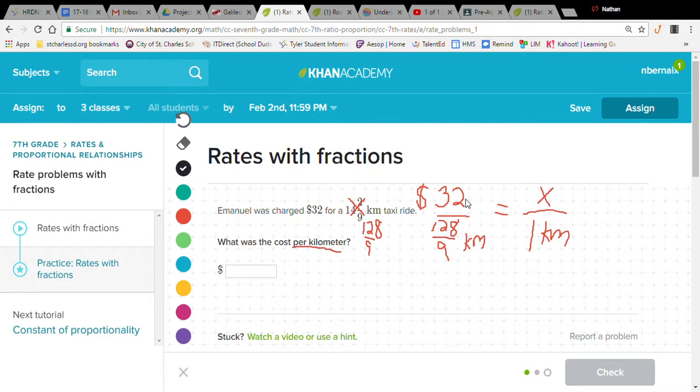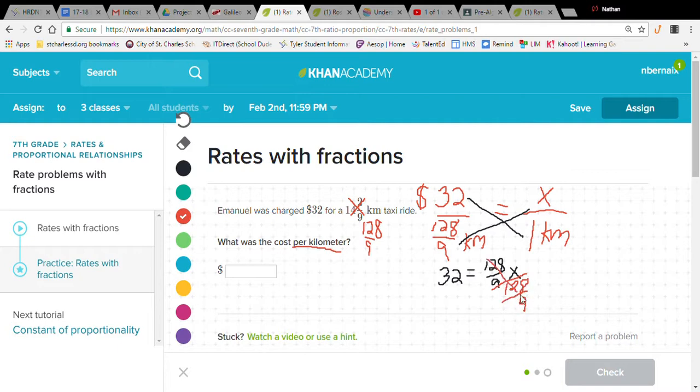Now to solve, we're going to do our cross multiplication. So 32 times 1 is 32. And then we have 128 over 9 times x. That looks funky again, but you can handle it. You know how to multiply fractions, and we'll need to divide. To get x by itself, which is what we're trying to do because we're trying to solve for x, we need to divide by 128 over 9.